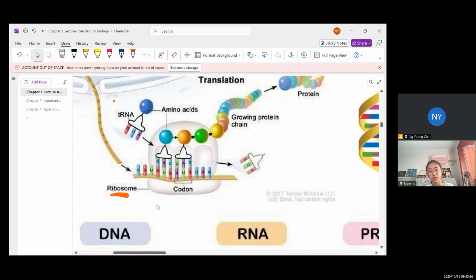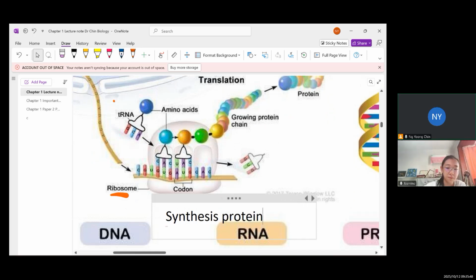So ribosome is an organelle to synthesize proteins. So what is the function of ribosome? Ribosomes help to synthesize proteins. Remember, these are functions. They will produce the protein product. So all kinds of protein products, no matter if it is an enzyme, hormone, any kind, they are all produced from the ribosomes.